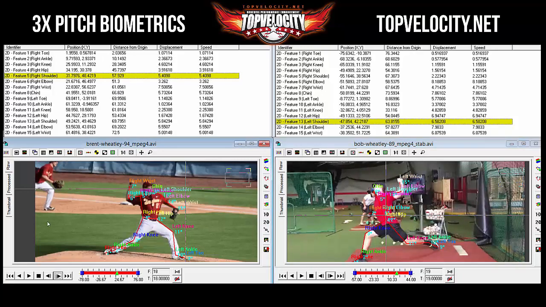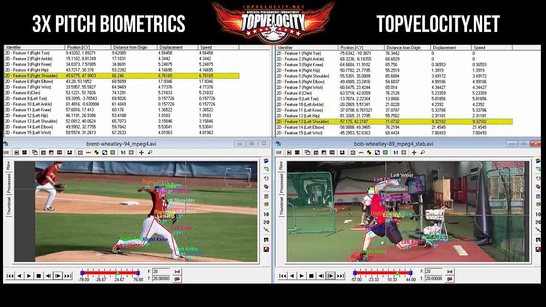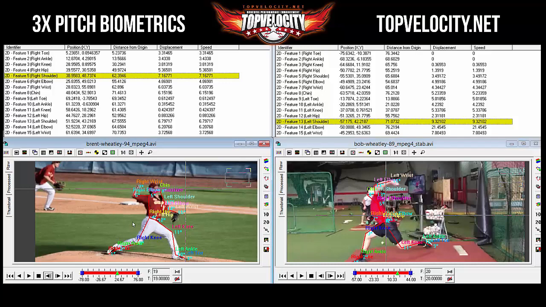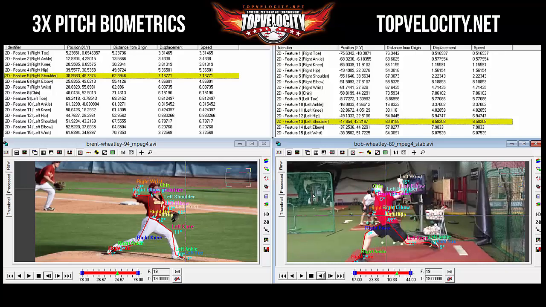The point of hips opening here for Brent is here, and we're seeing a little bit more separation because next frame Bob's elbow is a little bit more forward in line with the shoulder here. So I'm sensing a little bit more shoulder separation coming out of Brent, and that's the result of peaking forces later in the back leg.